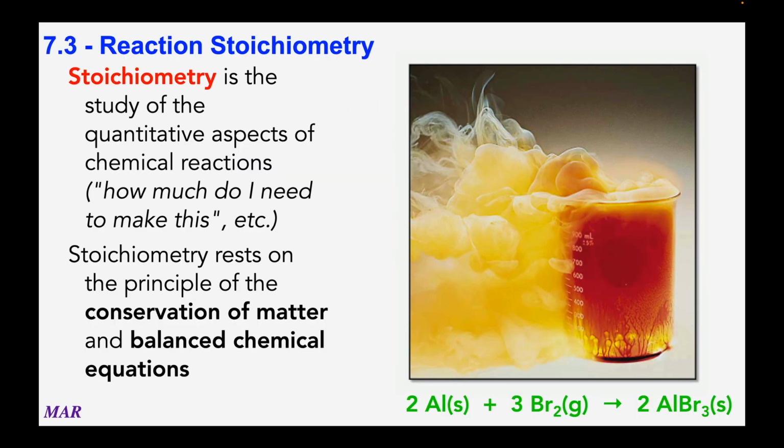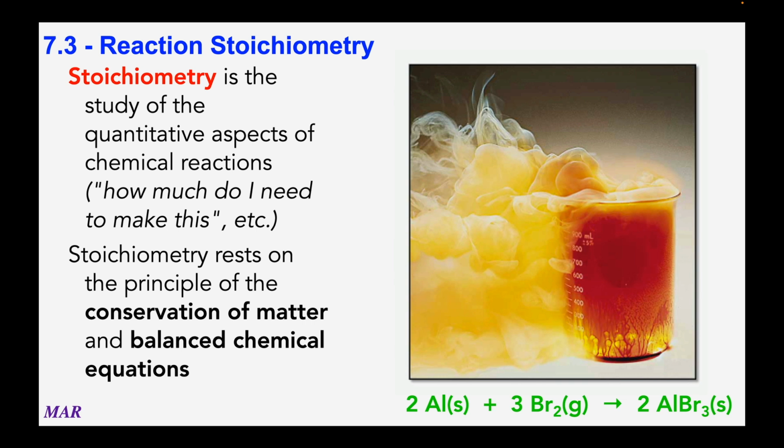Section 7.3 of this chapter is entitled Reaction Stoichiometry, and stoichiometry is a fancy name that I will never make you spell, by the way, because it's kind of weird, but it's basically the study of quantitative aspects of chemical reactions, which is really related to amounts, like how much do I need to make this much. So stoichiometry is really the study of measurements and how much you need to make something happen.